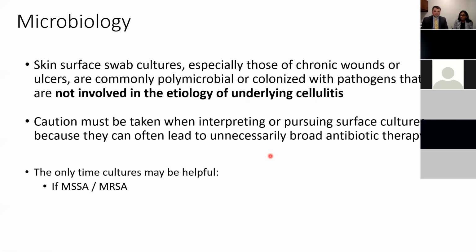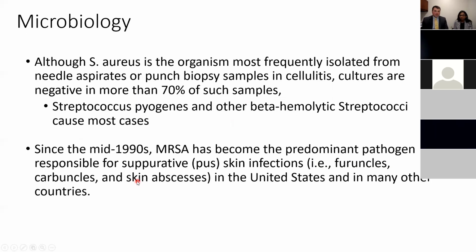The big ones for cellulitis we're going to talk about a little bit more. It's like staph and strep. Right. And so here we have Staph aureus is the organism most frequently isolated from needle aspirates or punch biopsy samples. Now, but most of these cultures are negative. Now, when a patient comes in with cellulitis, we don't recommend doing needle aspirates or punch biopsies to get the organism. And the reason is because of this, 70% are negative.